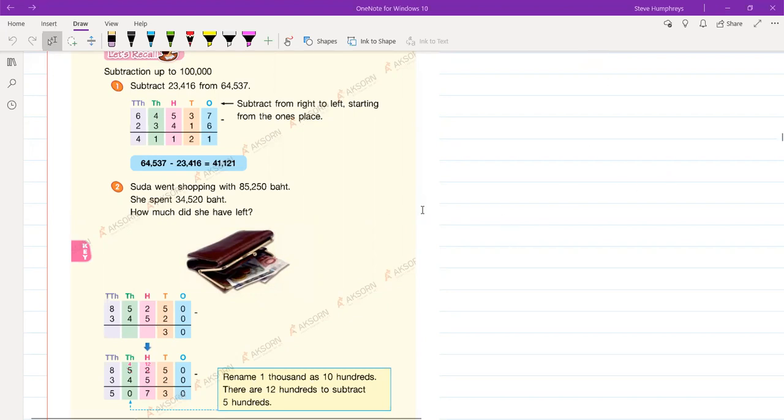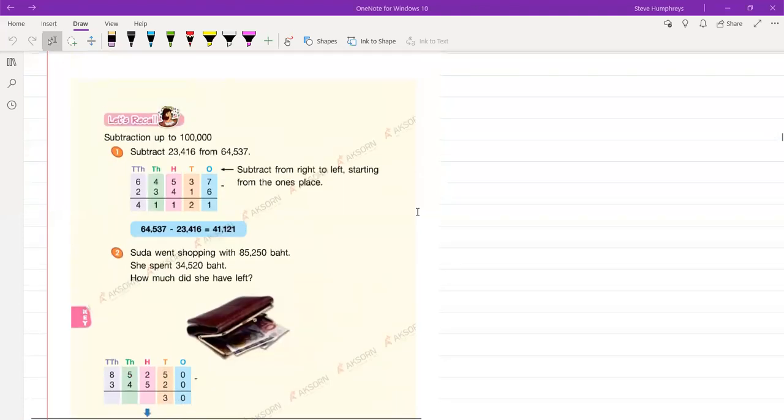Okay, so go to page 60 in your Maths textbook. This lesson we're going to look at subtraction. Subtraction up to 100,000. Okay, so we'll be dealing with 5-digit numbers.